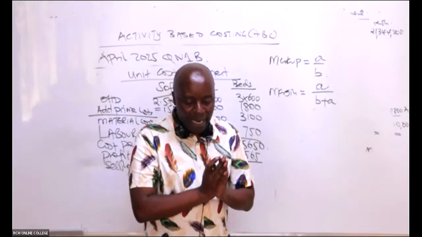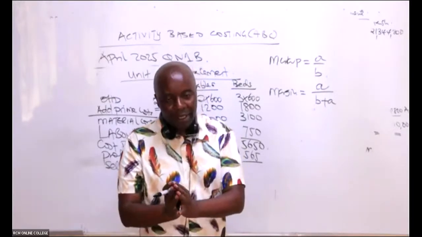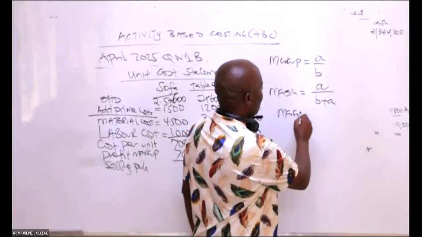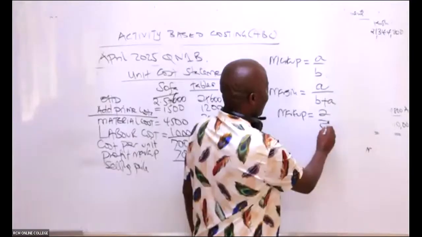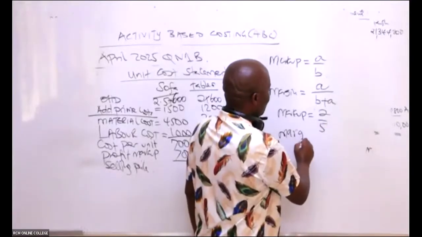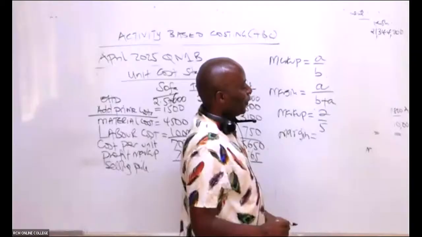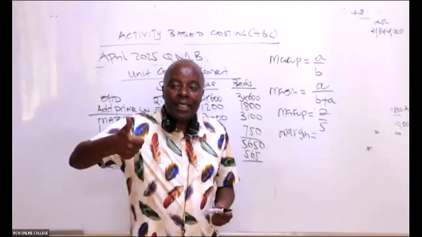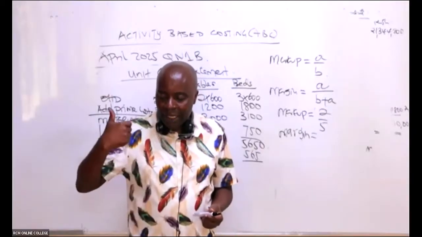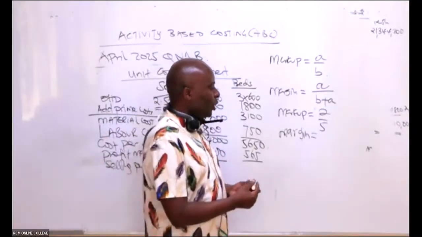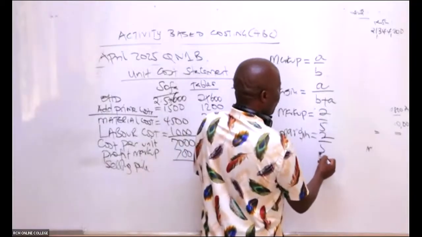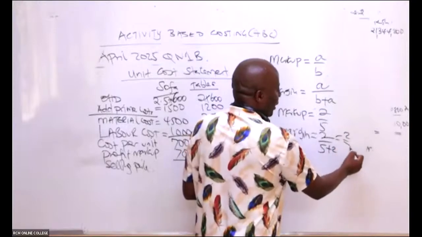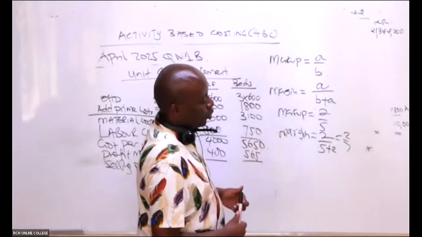So whenever you're going to the margin, always increase the base. If you're given markup, just for your practice, 2 over 5, is there somebody who can give me the margin? 2 over 7. Because for margin, you must inflate the base. So the margin will be 2 over 5 plus what here, somebody? 2. Which will be 2 over what here, somebody? 2 over 7.